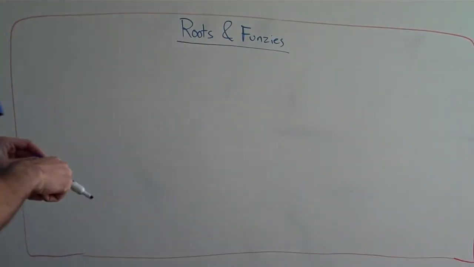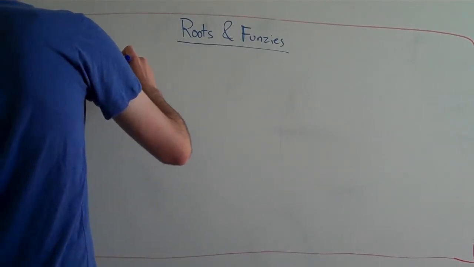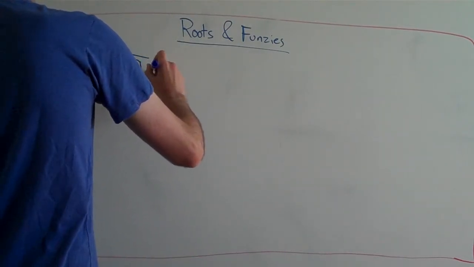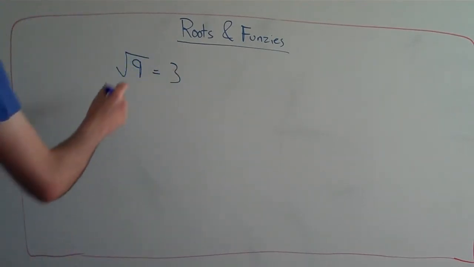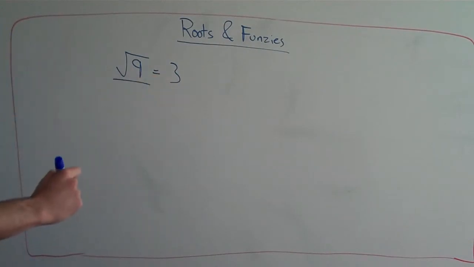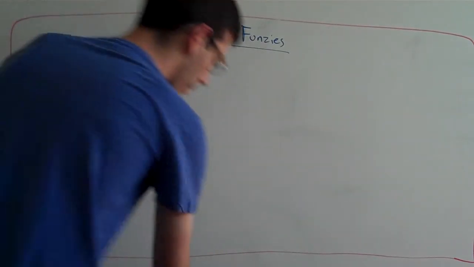So, we have already talked about the basics of roots. We know that the root of 9 equals 3. Because the root of 9 means 3 times 3. Very good. Something squared, or something times itself, equals the base of the root, or the number in the root.